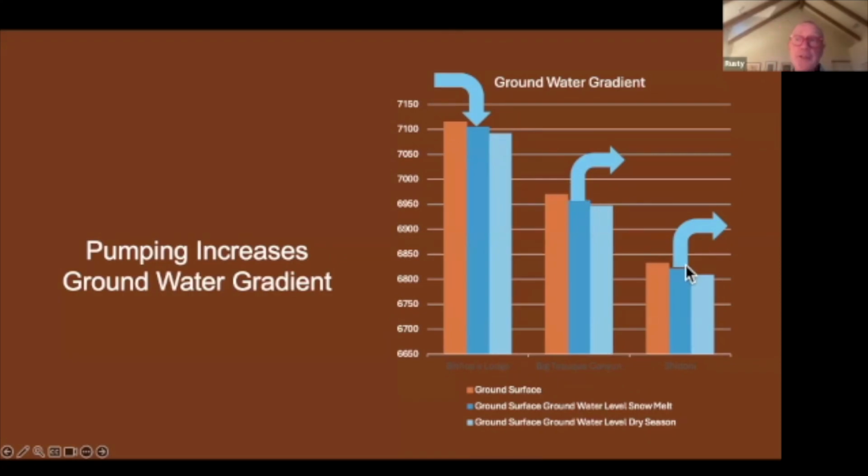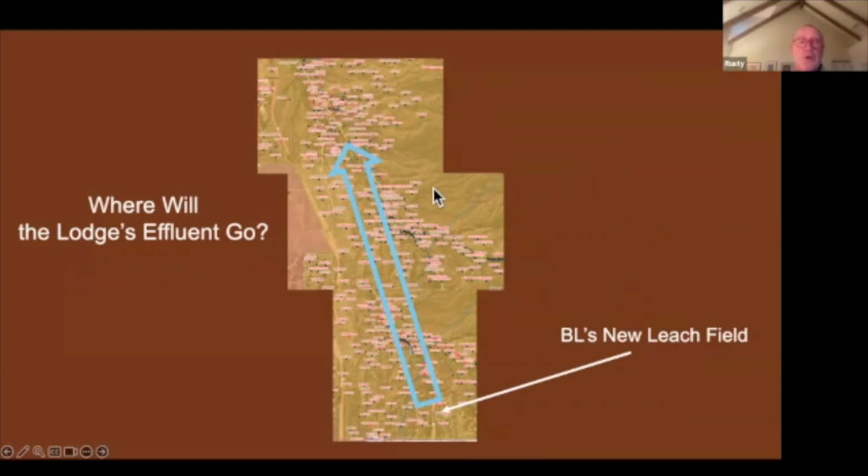Has anybody looked at this and analyzed what the effect of that's going to be and how long before the effluent from the leach field arrives in your well? No. So where will the lodge's effluent go? Right down Bishop's Lodge Road, impacting hundreds of groundwater wells. That's where it's going to go.